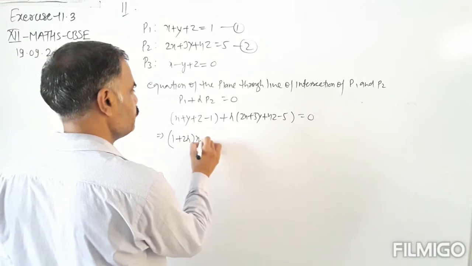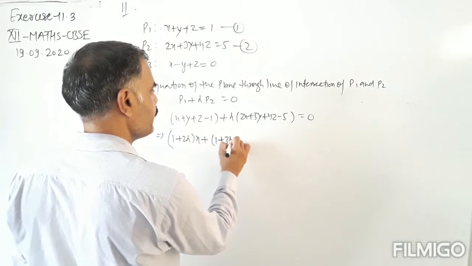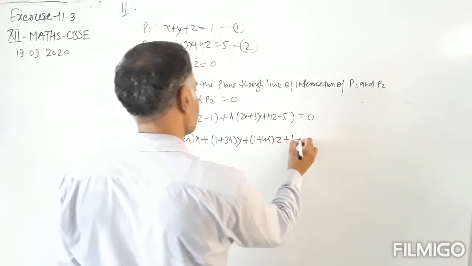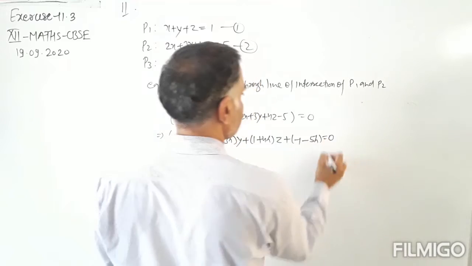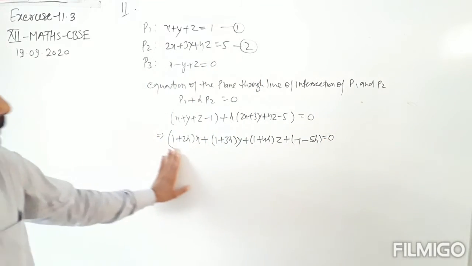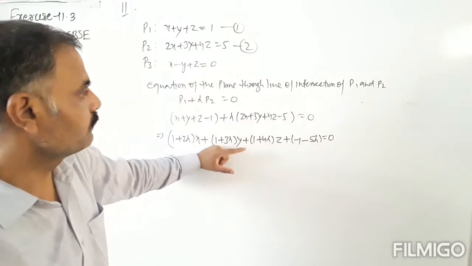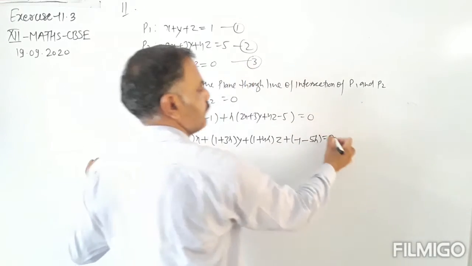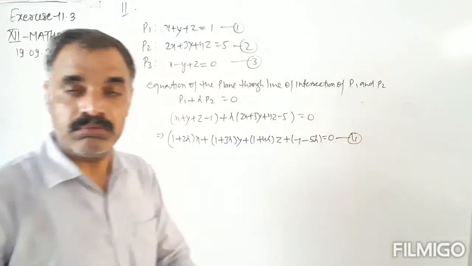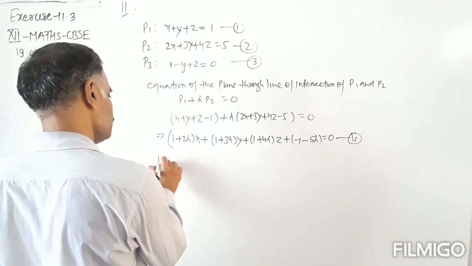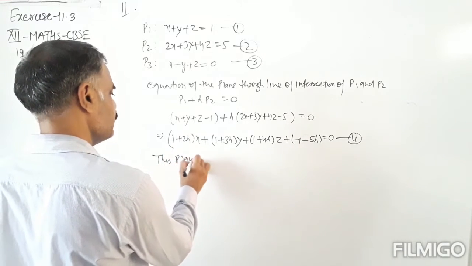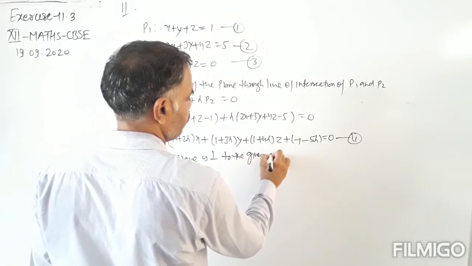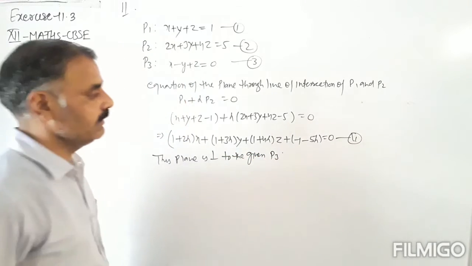This can be written as (1 plus 2 lambda) into x, (1 plus 3 lambda) into y plus (1 plus 4 lambda) into z plus minus 1 minus 5 lambda is equal to 0. This is the equation of the plane. Now this plane is perpendicular to the third plane, the given third plane.